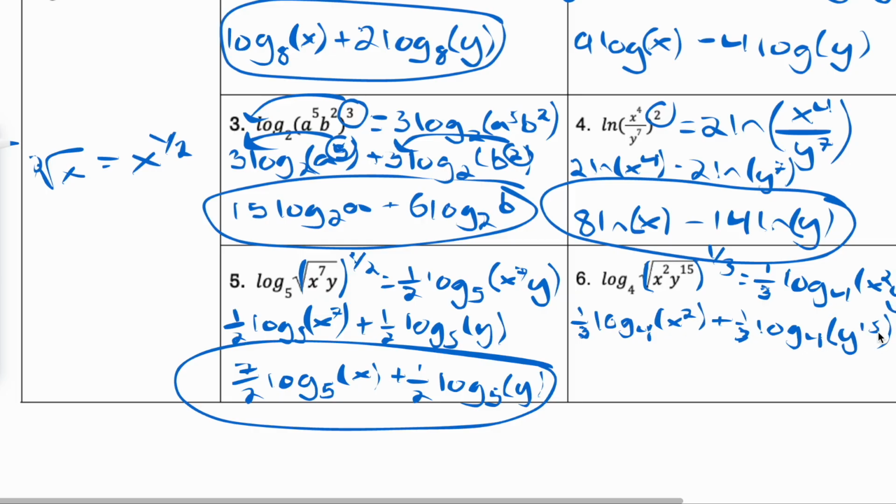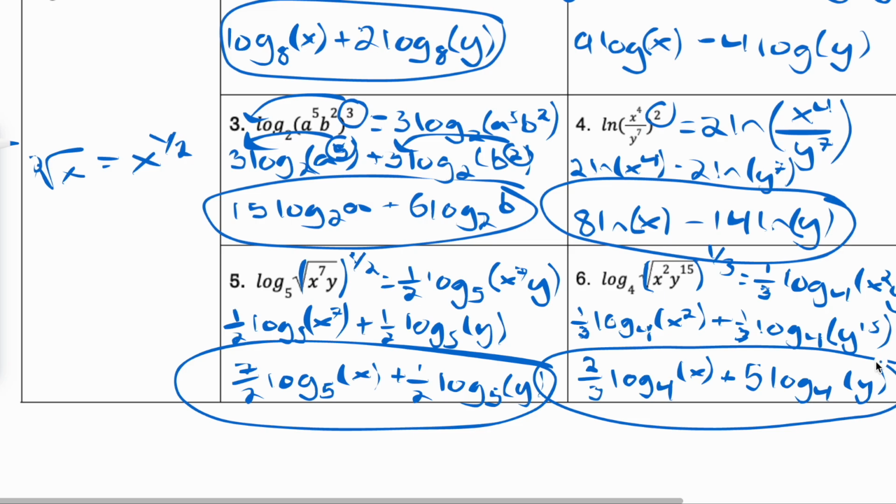Okay, well, we still have these exponents in here, so let's move those out by having them as coefficients. So we do 2 times 1/3, we're going to get 2/3 log base 4 of x plus, well, we have 15 times 1/3. That's going to give us 15 over 3, which is just the same thing as saying 5 log base 4 of y. And that should give you your answer.